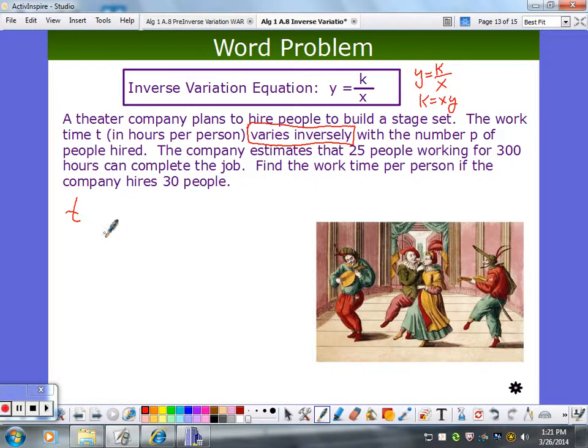Now remember when we did the direct, we said varies directly means equals k times something. You see those words, you put in equals k. Well, what am I going to put in there for inverse? Equals k over what? The number of people. I'm saying use a P for that. Okay, so now here's my model. I basically want to find a k. Now they're going to give me an example, just like with direct variation, they're going to give me a T and a P that go together.